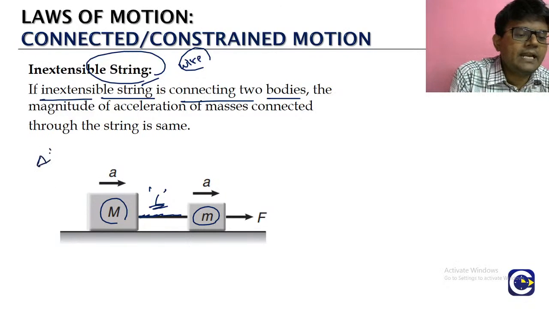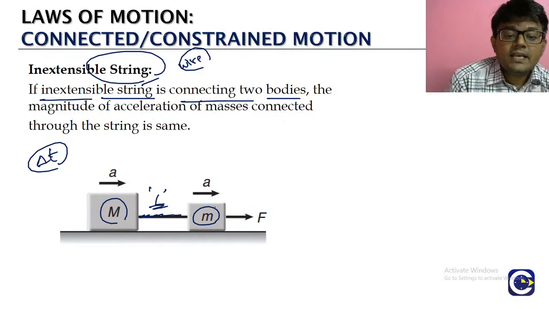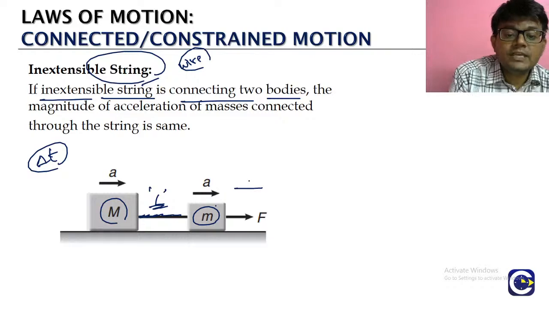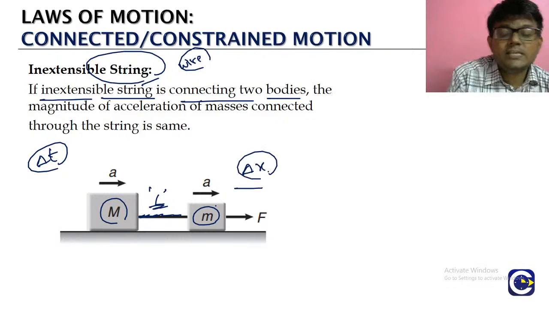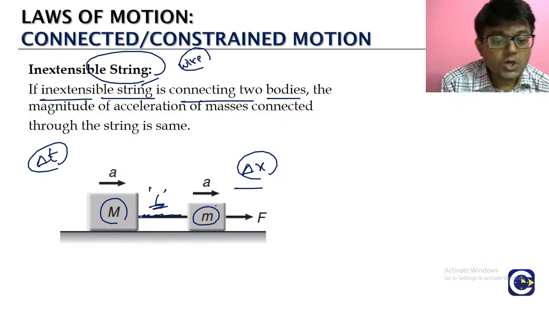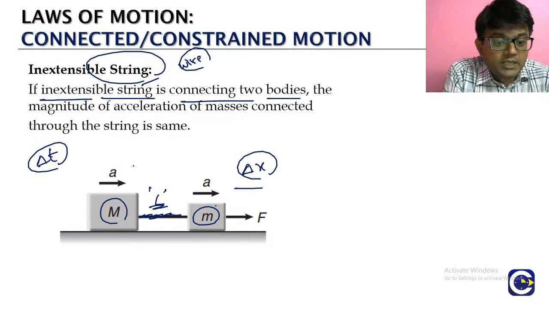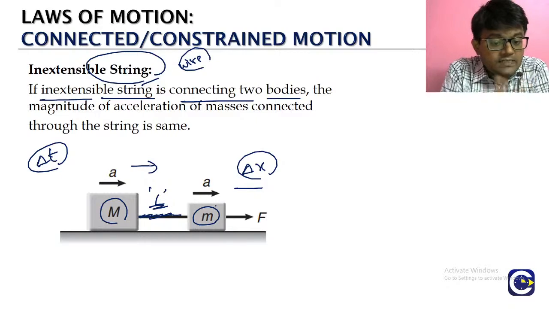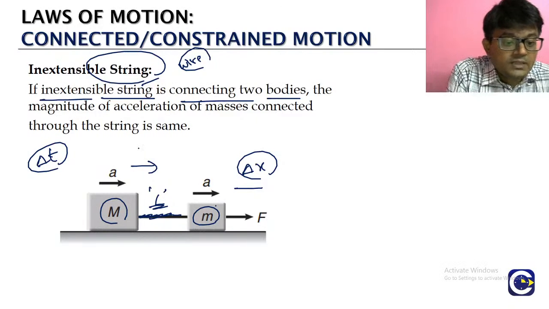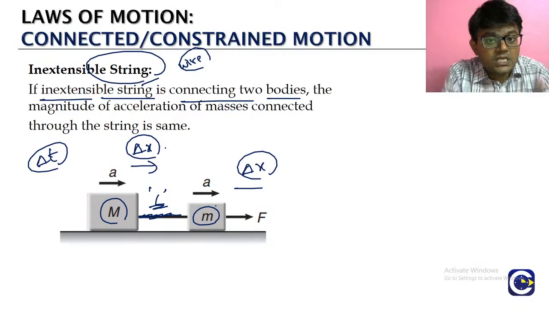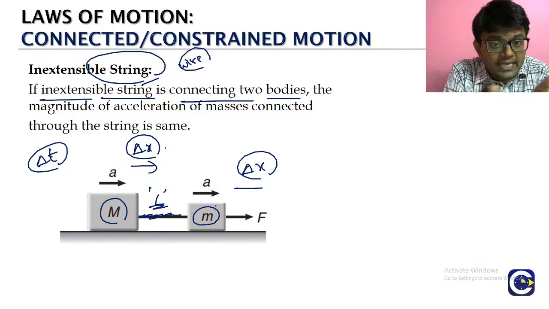So in a time delta t, let us say this block M, which is in the front, is moving by a displacement delta x. Rope cannot change the length, right? Rope cannot change the length, means what? However much the front side block is moving, the back side one also will have to have the same displacement. Otherwise what happens? The rope will get extended.